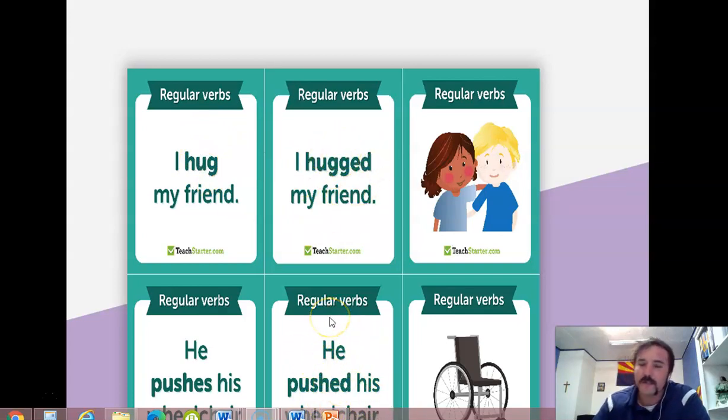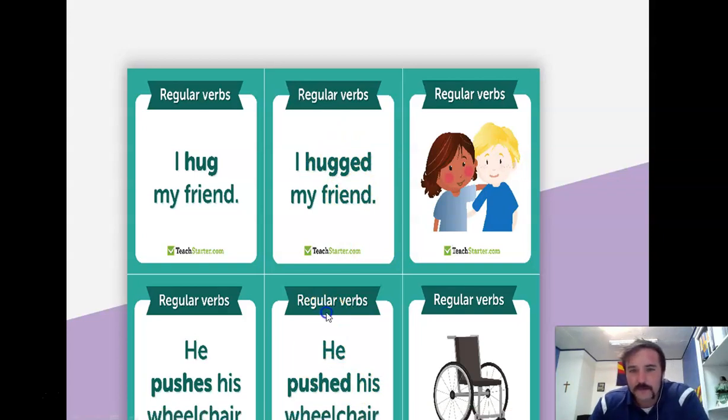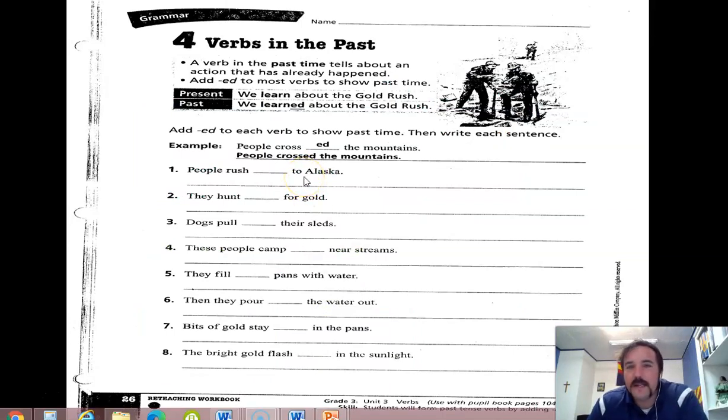What I really want you to focus on right now is this assignment here. You need to get in the habit of putting present tense verbs into past tense verbs, and you do it simply by adding this ED. Notice present tense, we learn about the gold rush. It's happening now. You can change it to past by adding the ED. We learned about the gold rush. Again, starting tomorrow and in the future, it's not always just as easy as adding an ED, but for today, that's what we're focusing on, just to get in the habit of forming past tense verbs.